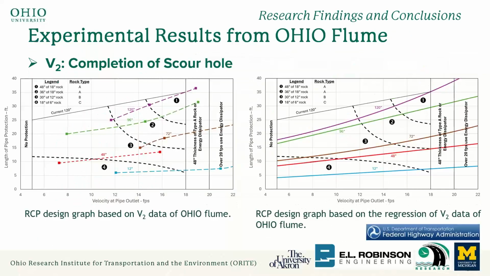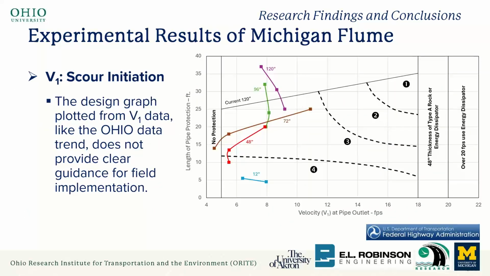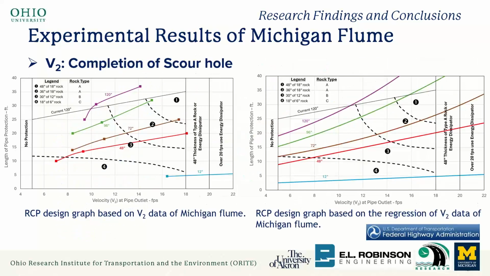Unsaturated conditions, where the sand is wet but not buoyant, means the sand is the heaviest. One important difference between the Ohio and the Michigan experiments is that the culvert outlet could be supercritical versus subcritical.